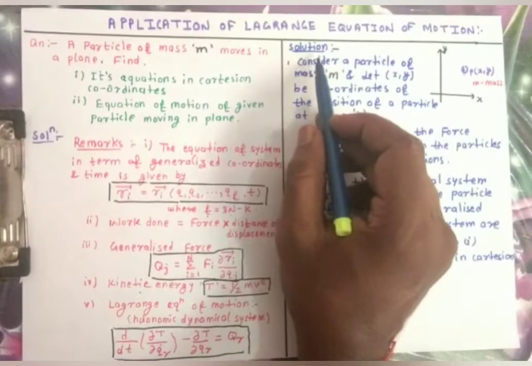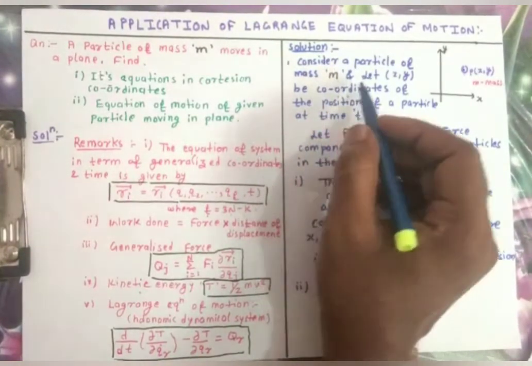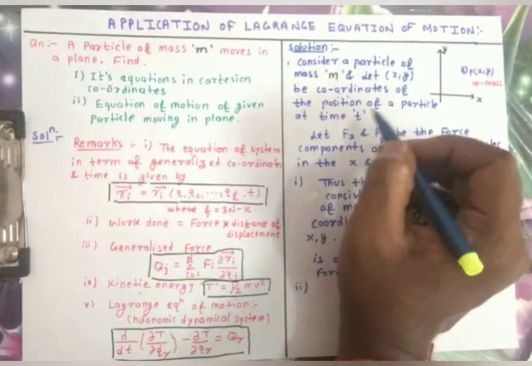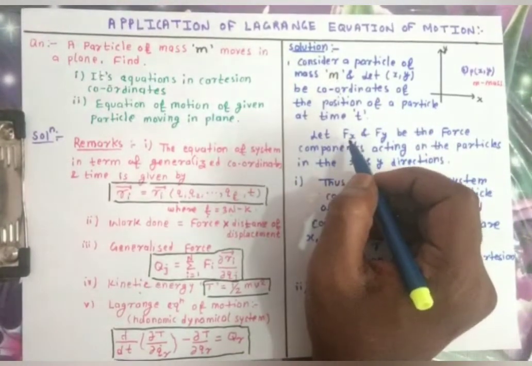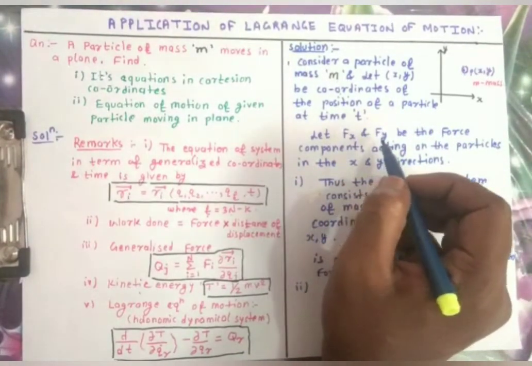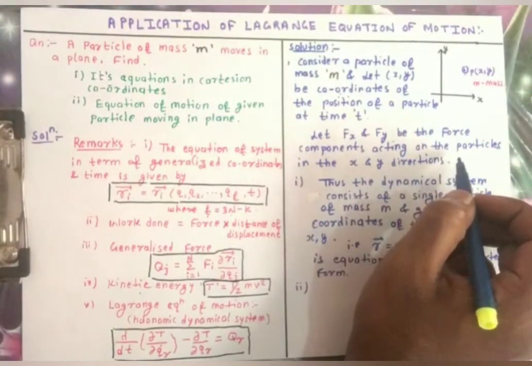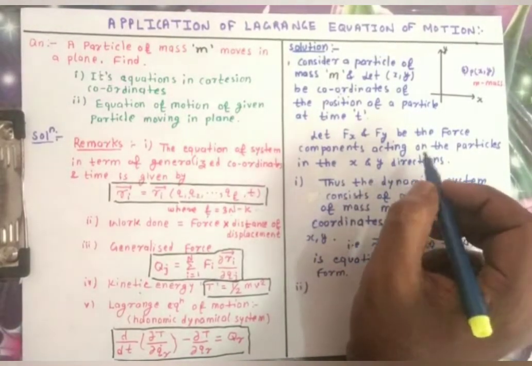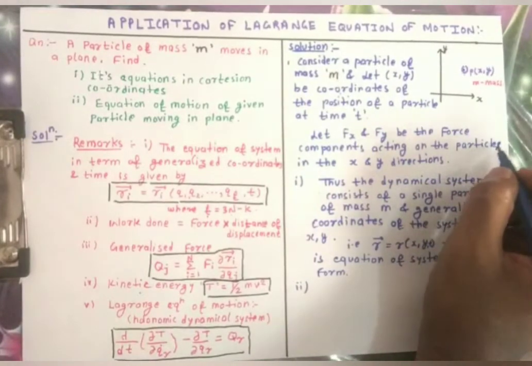So solution, let's start. Consider a particle of mass m and let x, y be the coordinates of the position of the particle at time t. Let Fx and Fy be the force components acting on the particle in the x and y direction. Here there is only one particle, so there is no subscript for it.